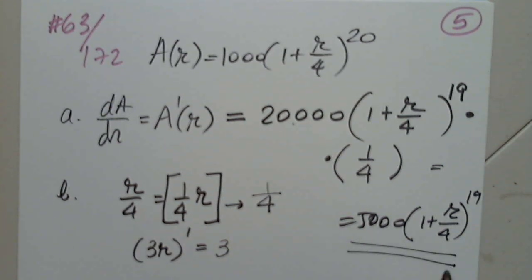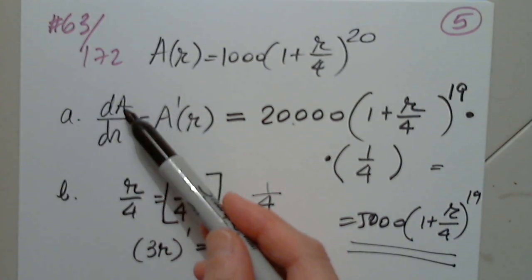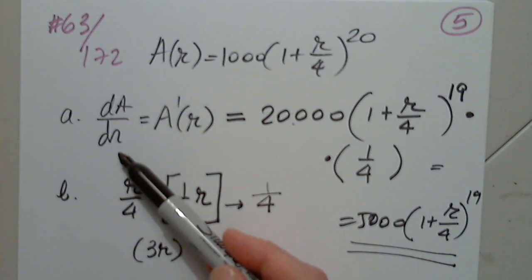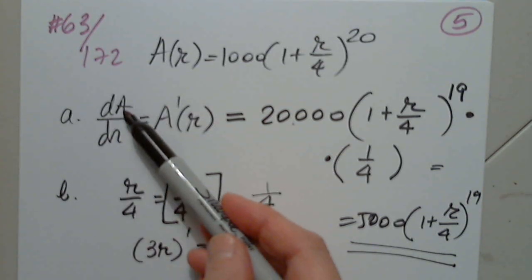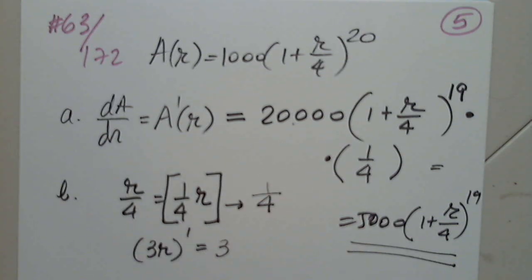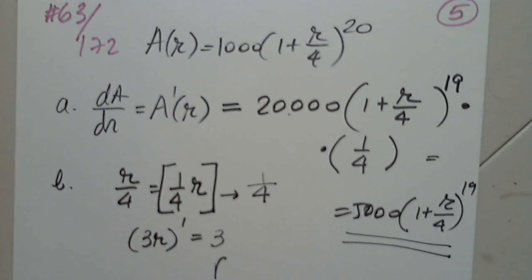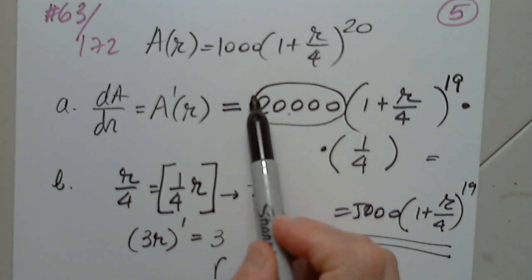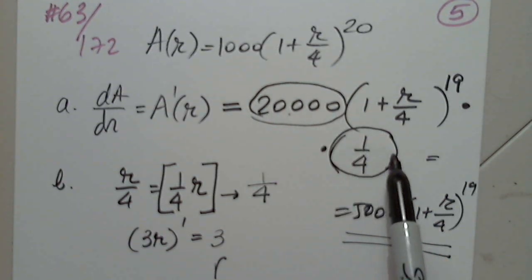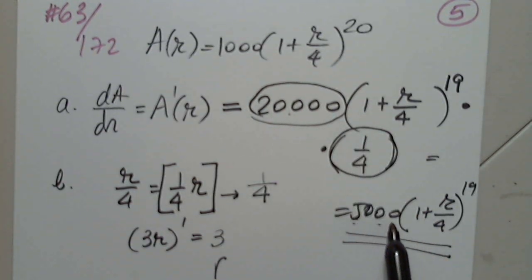This is it. This is the derivative of the accumulated amount with respect to the rate. Where does the 5,000 come from? 20,000 divided by 1/4 is 5,000. Okay. Perfect.